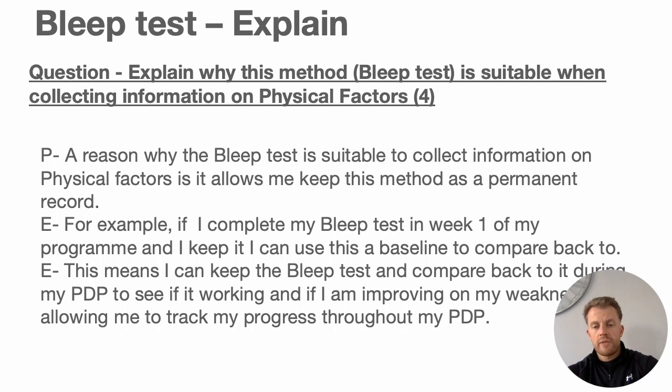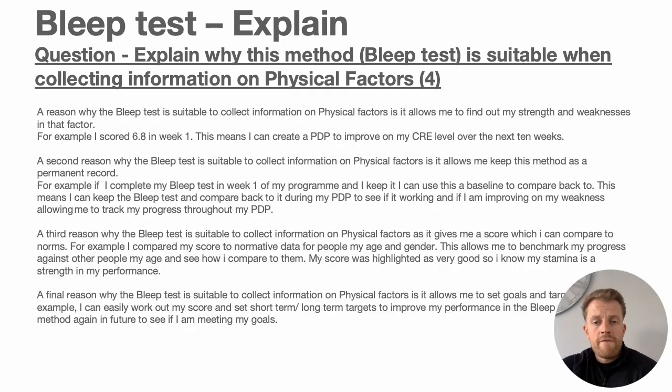It may also be good there to give an example. So for example, in week 1 I scored 7.1, and then at my retest in the middle or at the end I scored 8.1 or 8.3, and you can give a comparison of results. This means that I can keep my Bleep test and compare back to it during my PDP to see if my training's working and to see if I'm improving on my weakness, allowing me to track my progress throughout my PDP. On screen here is a full response.